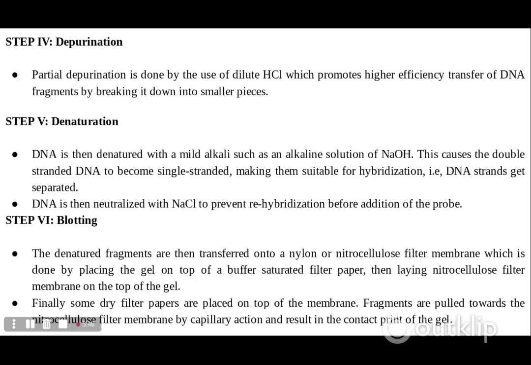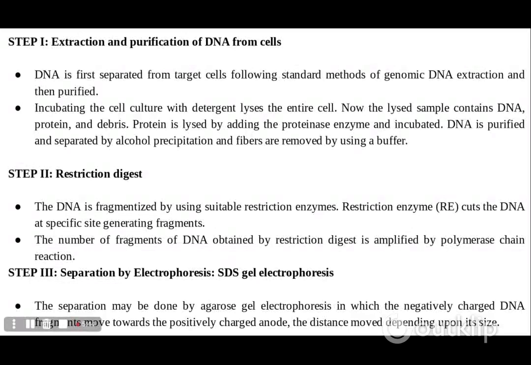Now, the steps of Southern blotting. The first step is the extraction and purification of the DNA from cells, which involves the lysis of the entire cell, and then the use of proteinases to remove protein, and then it is purified by alcohol precipitation, and fibers are removed using buffer. The second step is restriction digestion, where we use restriction enzymes, and the DNA is cut into several fragments and then multiplied by polymerase chain reaction.